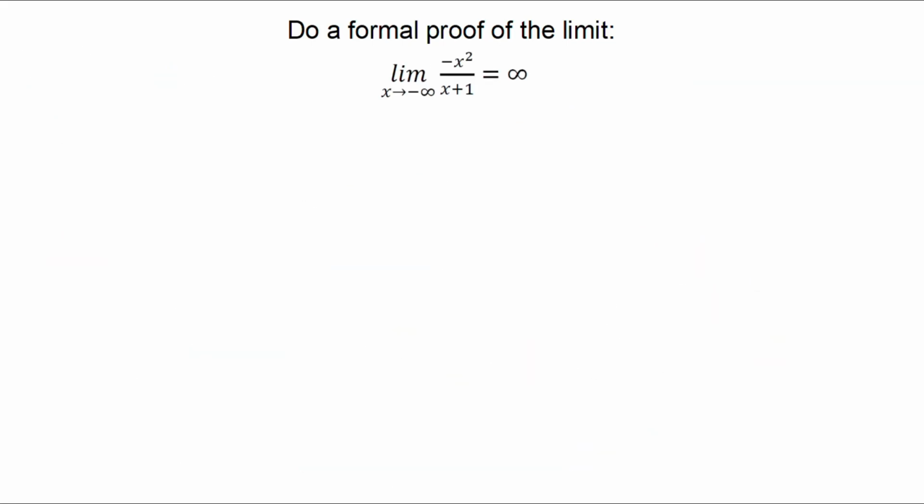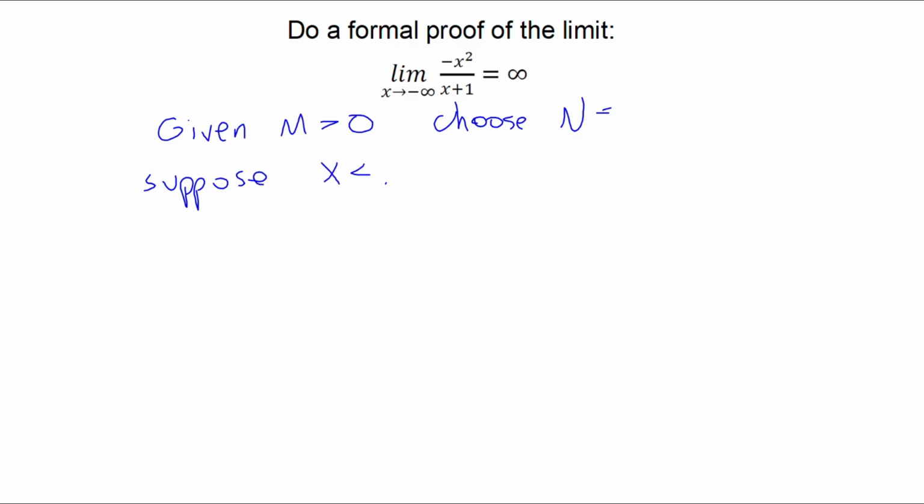And we've just got one more of these to go. This is the limit as x approaches negative infinity of negative x squared over x plus 1 equals infinity. So again, it's an N-M proof. Our m is infinity, so we want to say given m greater than 0, we need a positive value for n. We're going to choose n to be something, which we'll figure out in a minute. And this time, since x is approaching negative infinity, we're going to suppose that x is less than n is less than 0.